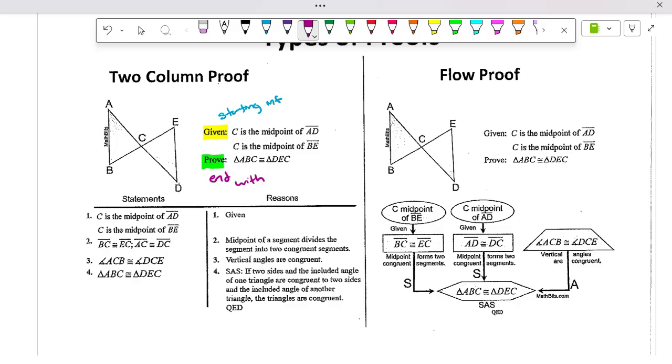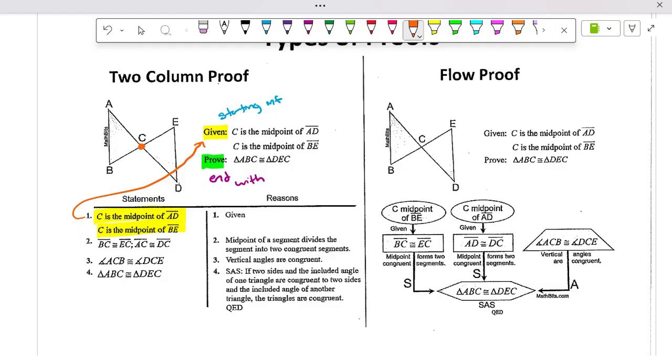So the first is the two column proof, which is the one you'll see on your Delta Math a lot. So you always state the given first. So these right here are the given. So it said that C is a midpoint of AD and C is a midpoint of BE. And the reason, it's given. They gave it to us.